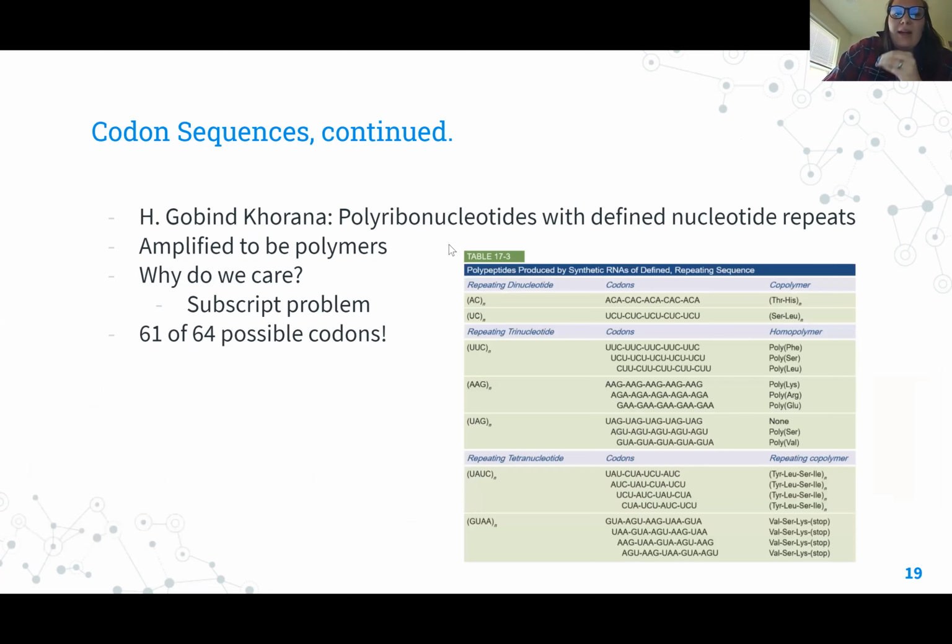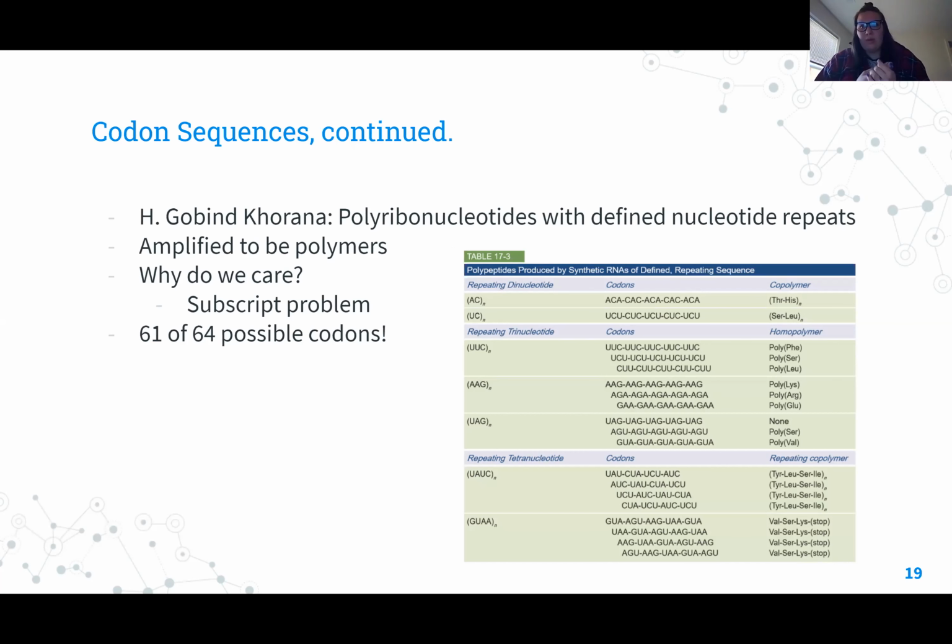So H. Gobind Khorana, sounds a lot like Corona, fun fact, came into the picture. He helped crack the code by developing ways to synthesize short polyribonucleotide sequences with a defined sequence of 2, 3, or 4 nucleotide repeats. So that repeat part is super important. So he would then amplify those sequences to produce long repeated sequence polymers. But how did this help? Why do we really care?